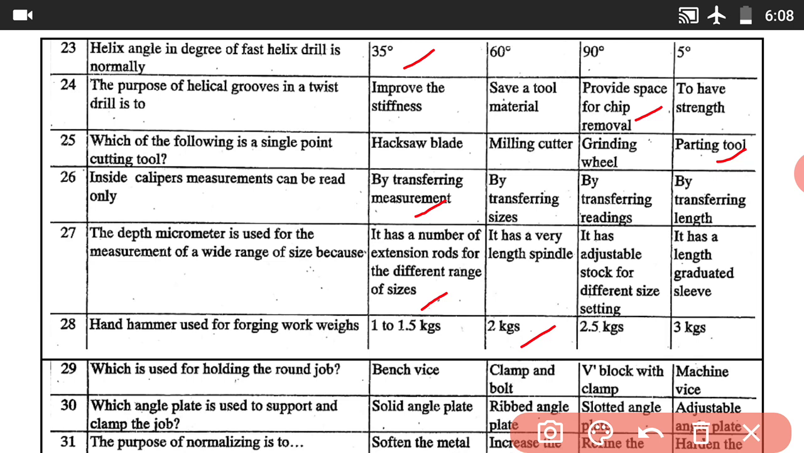Question number 29. Which is used for holding the round job? The answer is V block with clamp. A round job is held only by V block tools. Option C is the correct answer.